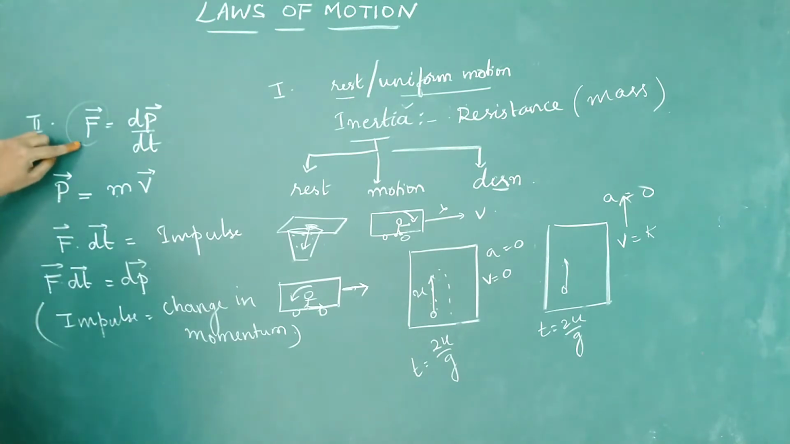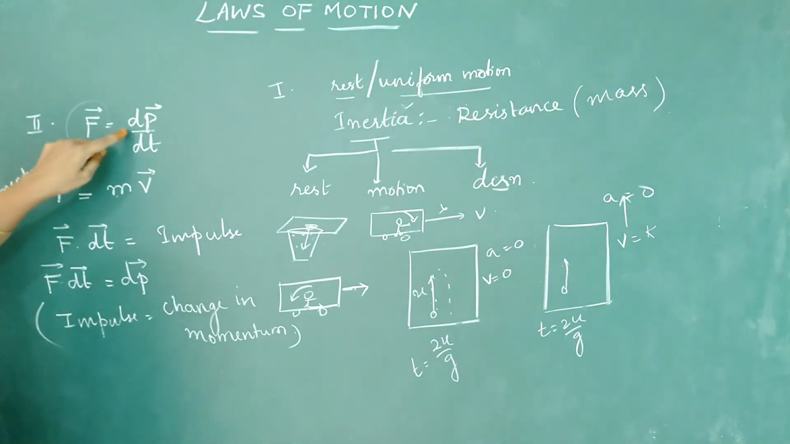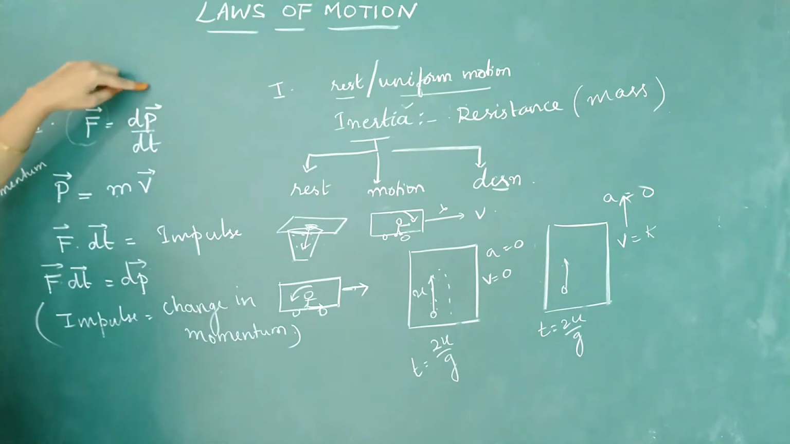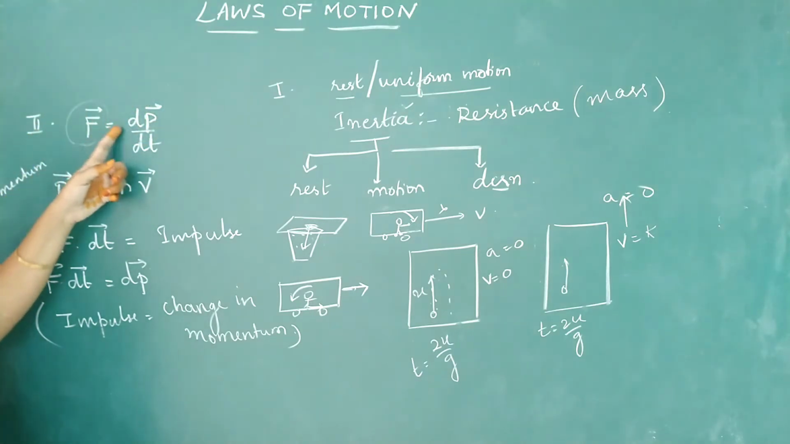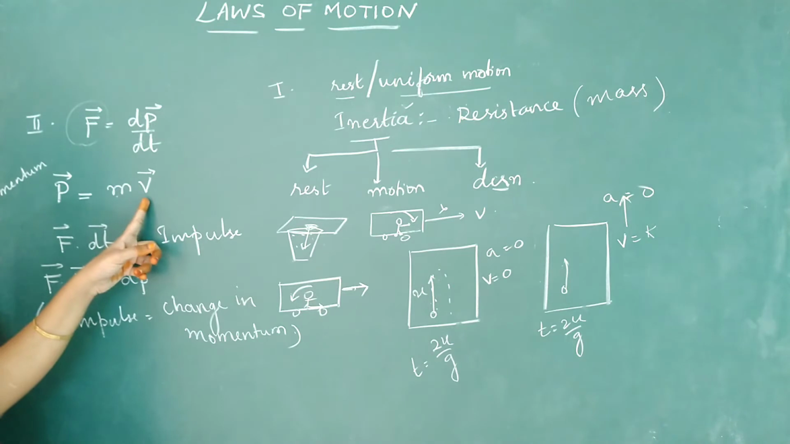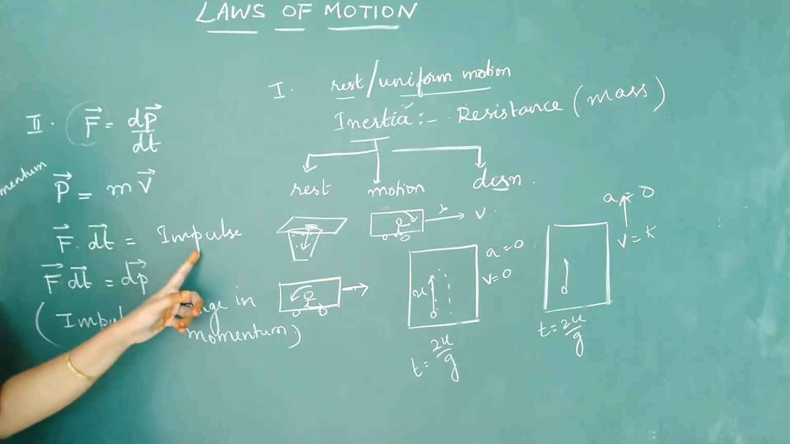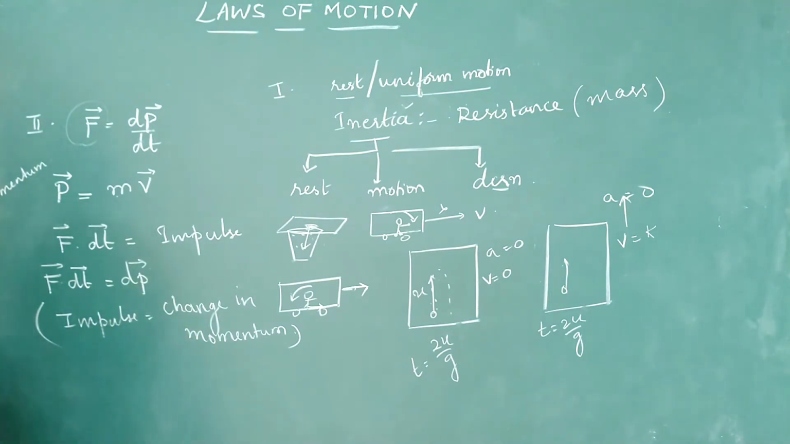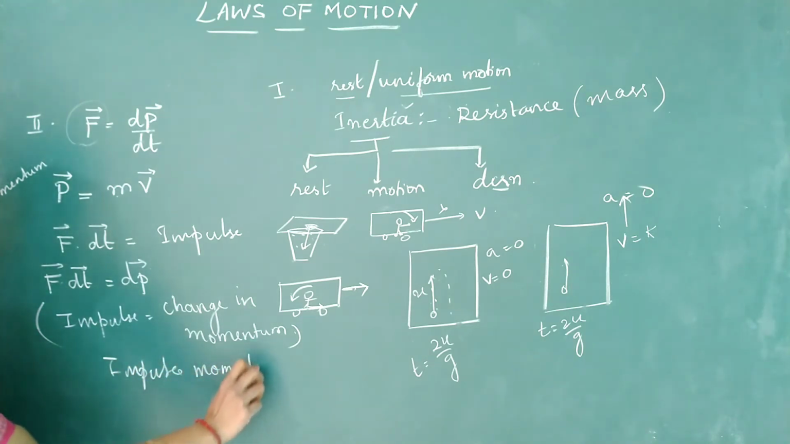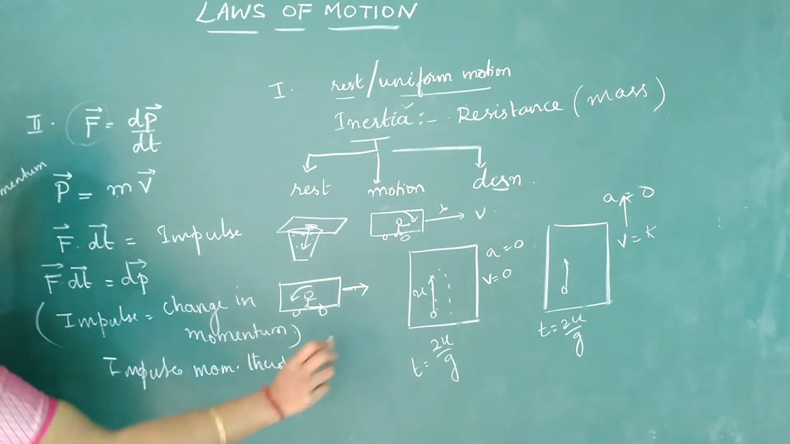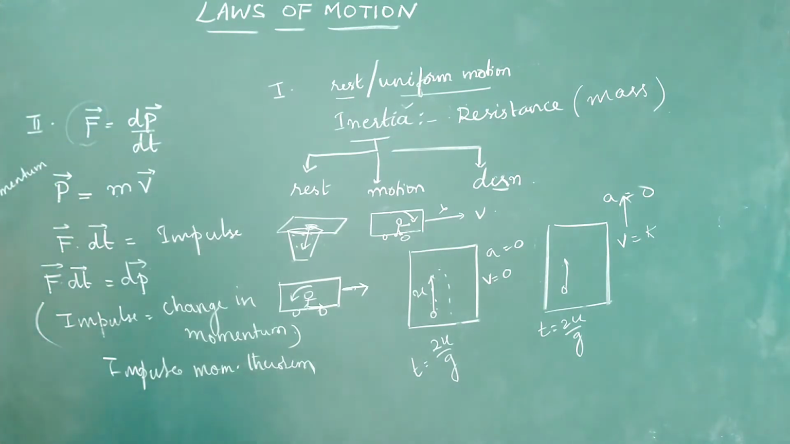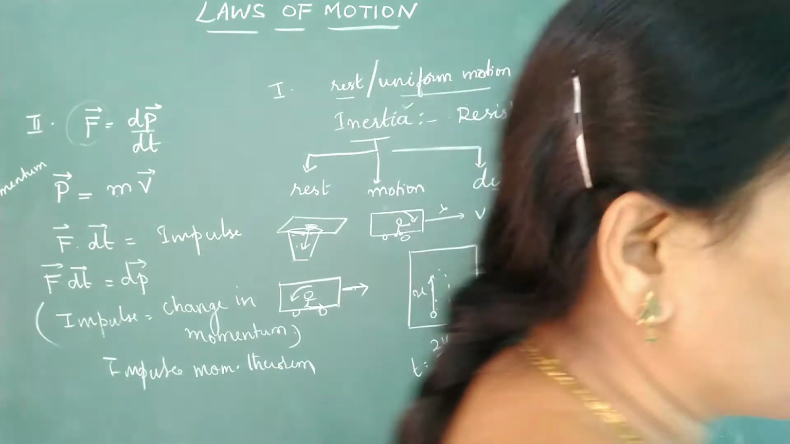I repeat, the second law says the applied external force is always equal to or proportional to the rate of change of momentum. The direction of this force is always in the direction of change in momentum. It introduces the term momentum, the product of mass into velocity. The product of force into time is called impulse, and this can be written as change in momentum, and we call this statement the impulse momentum theorem. Apart from this, you can get a formula for force. We can prove that force is mass into acceleration if the mass of a particle is constant.